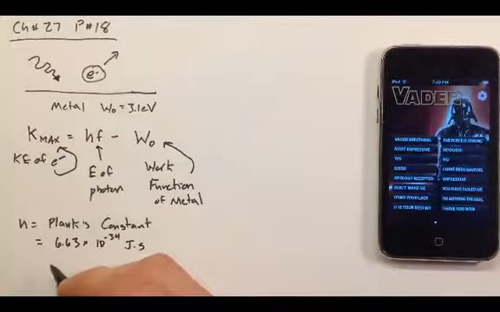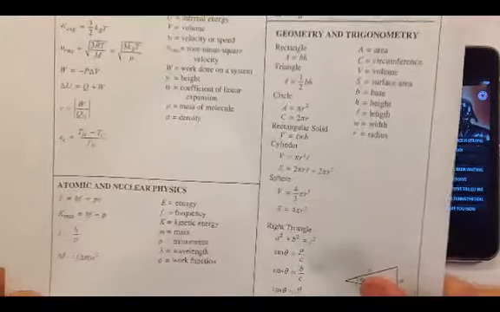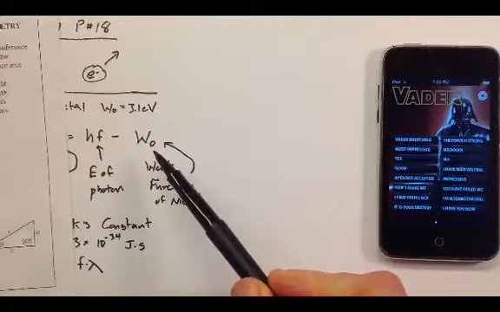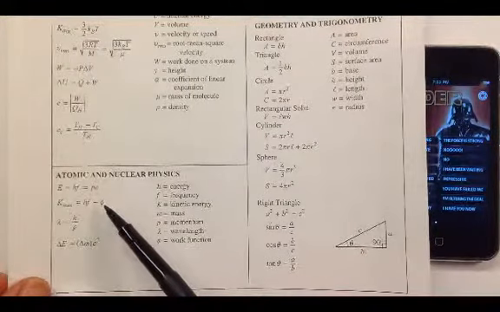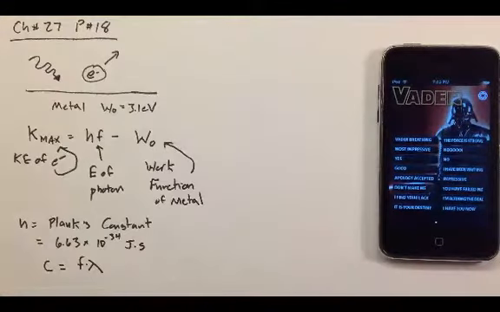Okay, a couple other reminders here. Remember that the speed of light is equal to the frequency of light times the wavelength of light. That's something we'll want to keep in mind. Also, I'd like to point out that on your equation sheet, while the book uses omega naught for the work function of the metal, your AP equation sheet uses the Greek letter phi to represent the work function. So just be aware of that.